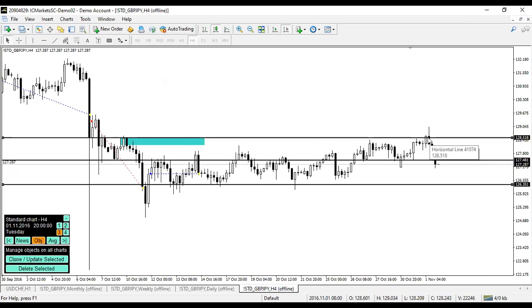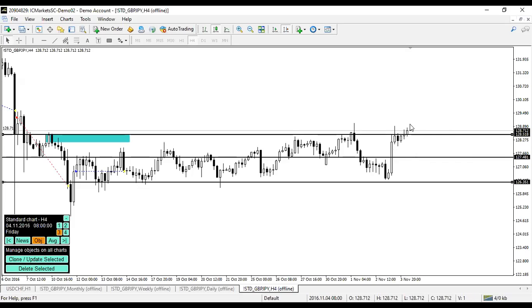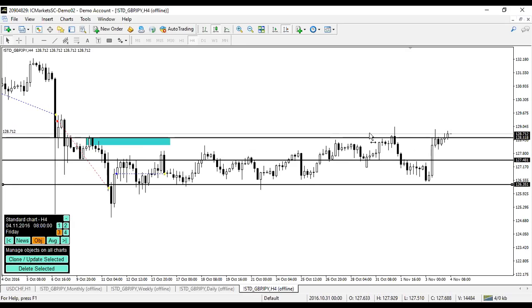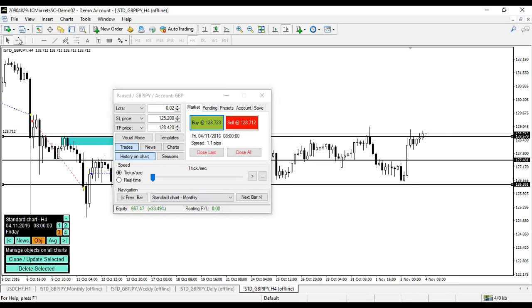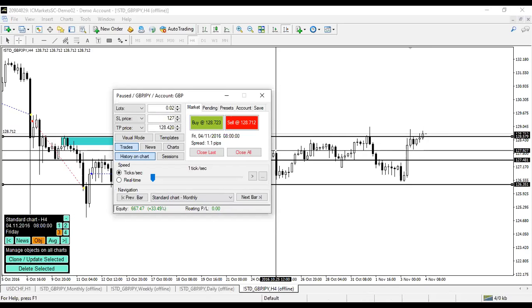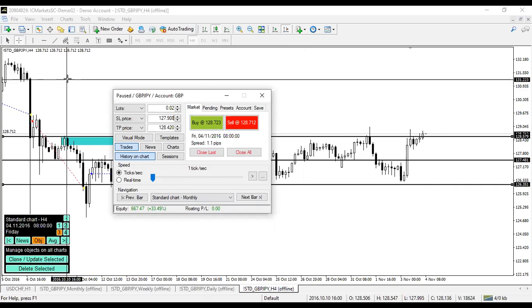As we see, price went up, retested this level, but got rejected. Now this candle closes above this level of resistance. So it would be a risk, but let's take a trade here. We'll put our stop loss right below the structure. This structure is basically 127,908, and we are targeting this area.